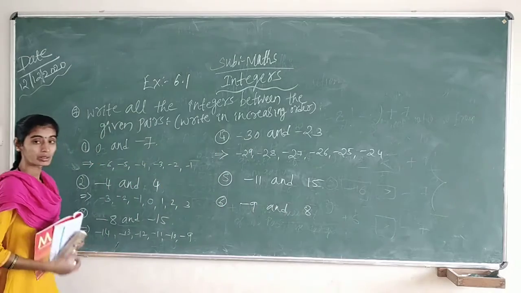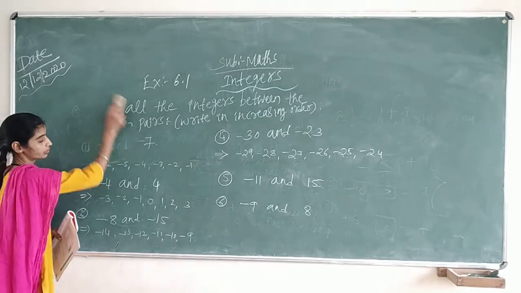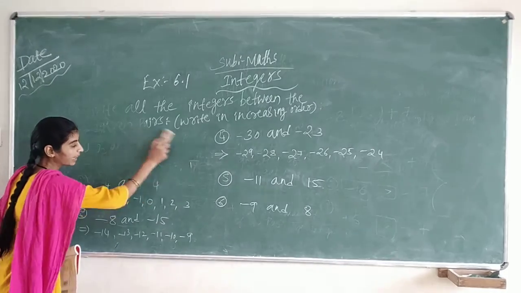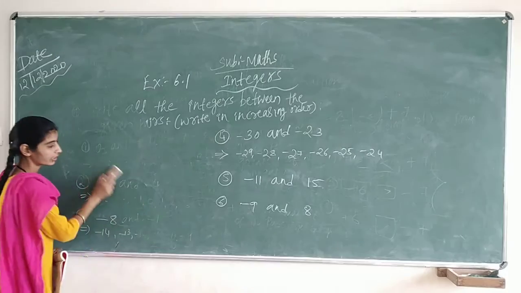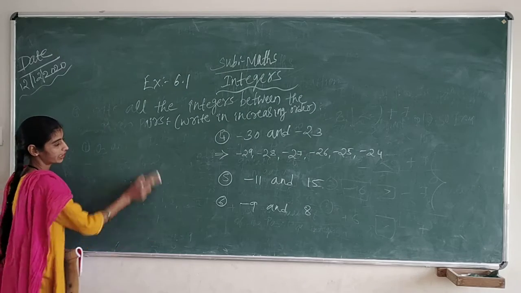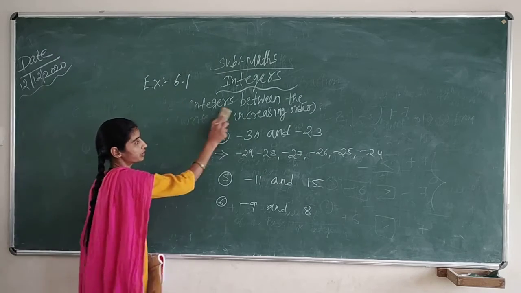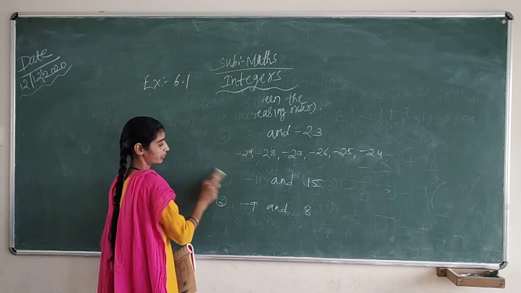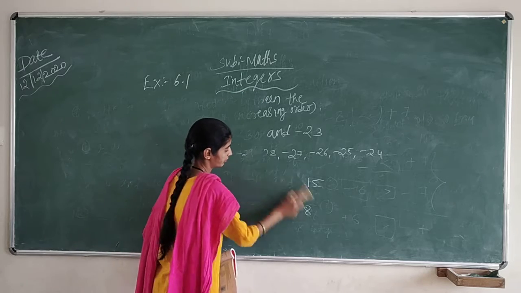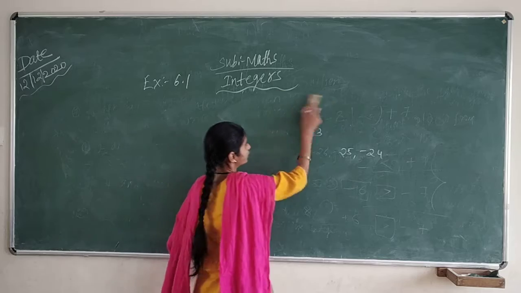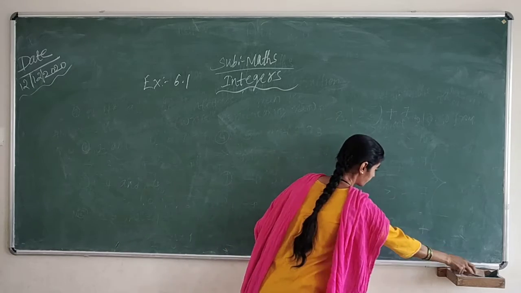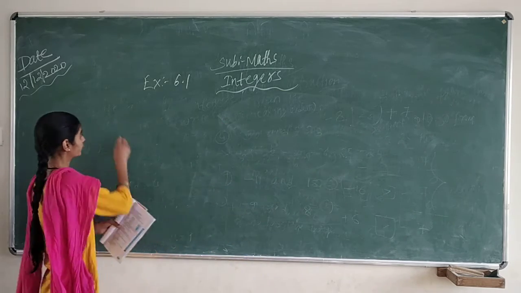Two are enough. Please try on your own to write the integers between minus 11 and 15. Then second, minus 9 and 8. Okay. Shall we move to the next question? That is question number 8. What is that?